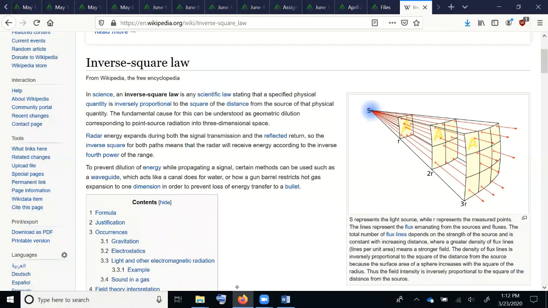So I'm here on the Wikipedia page for a certain scientific law called the inverse square law. And so let's read this. A specified physical quantity is inversely proportional to the square of the distance from the source of that physical quantity. So here we see an example of inverse proportion essentially in the wild here on Wikipedia.